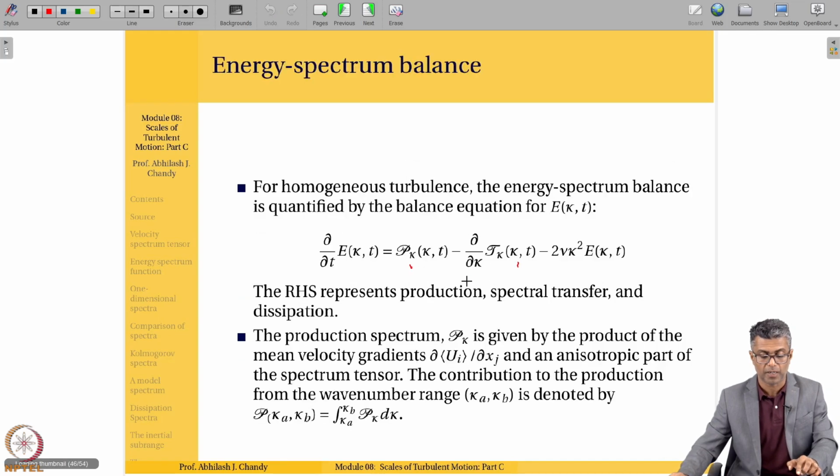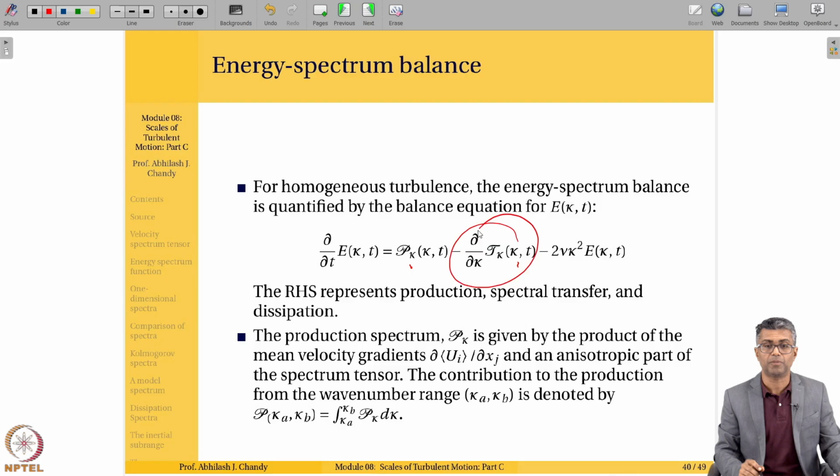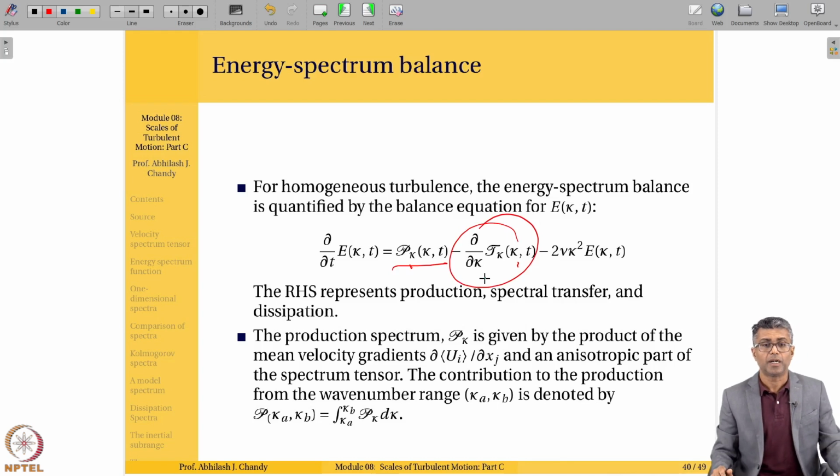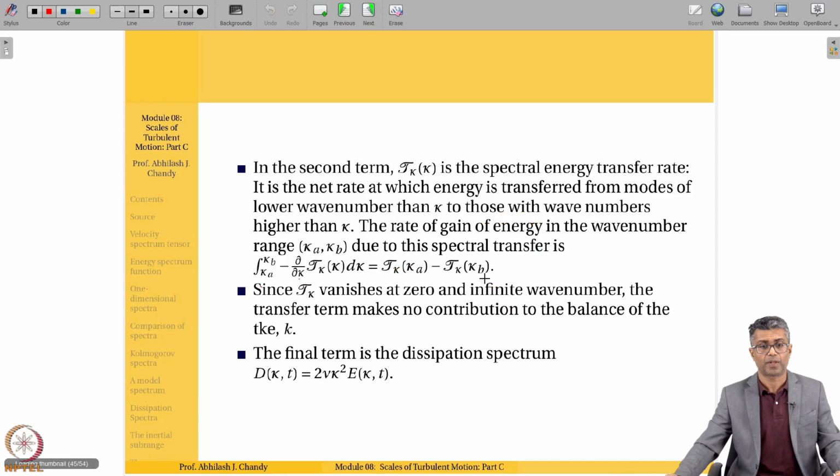This term here is the second term in the energy spectrum balance. I am just integrating that term. I integrated the production spectrum. Now I am integrating the second term in the energy spectrum balance equation.